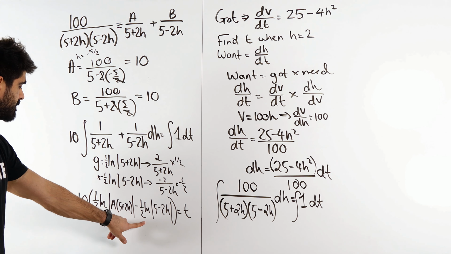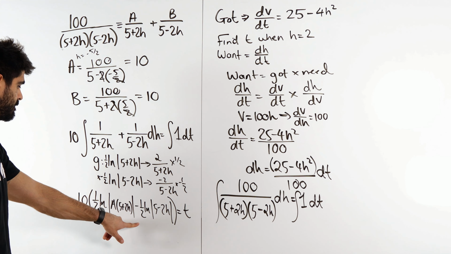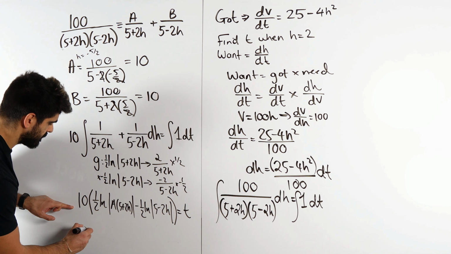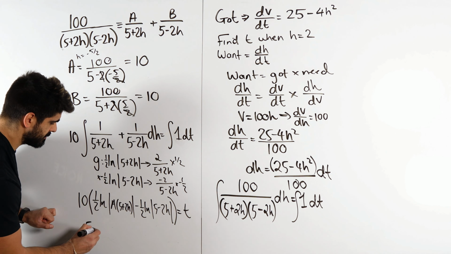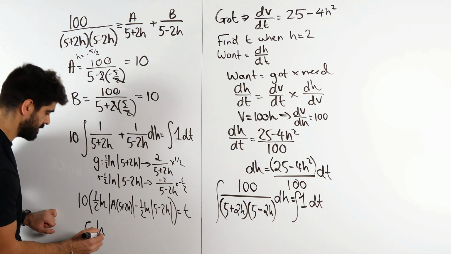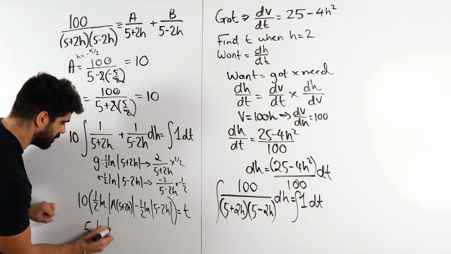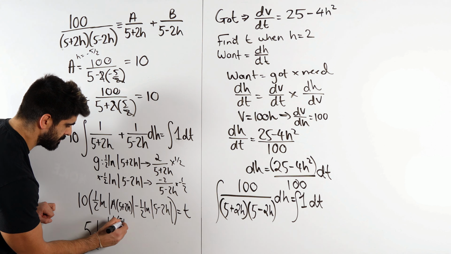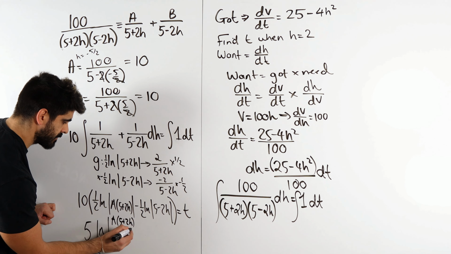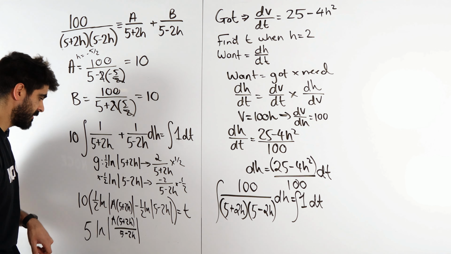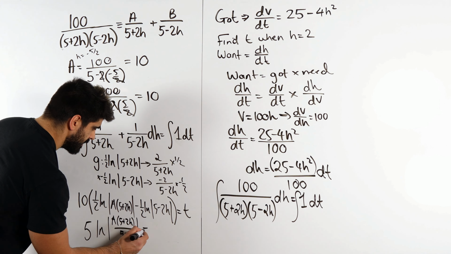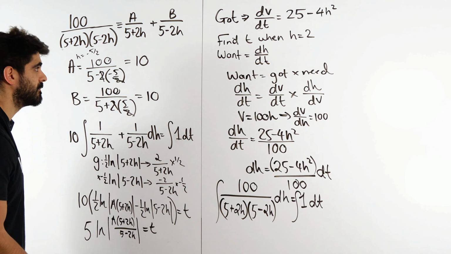Okay, what I'm going to do next is factorize out the 2's, which makes this 5. And then these lns with the minus are going to become division. So I'm going to get 5 ln of (5 plus 2h) over (5 minus 2h). Okay, that's looking pretty, and that is t.